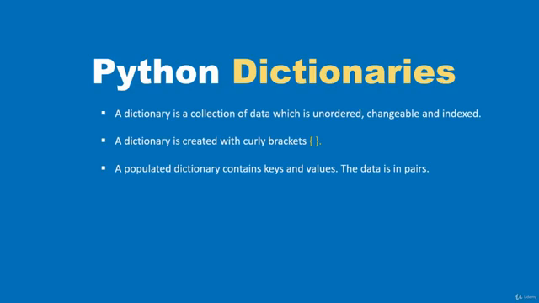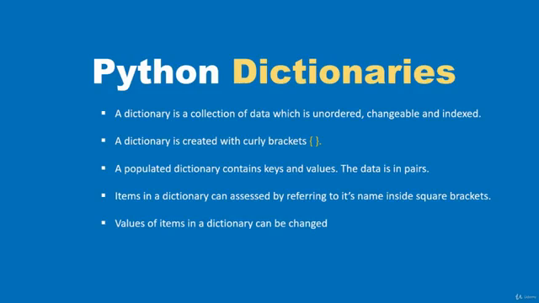You can access the items of a dictionary by referring to its key name inside square brackets. The values of items in a dictionary can be changed. Also, a dictionary can be nested. That means you can have dictionaries inside other dictionaries.